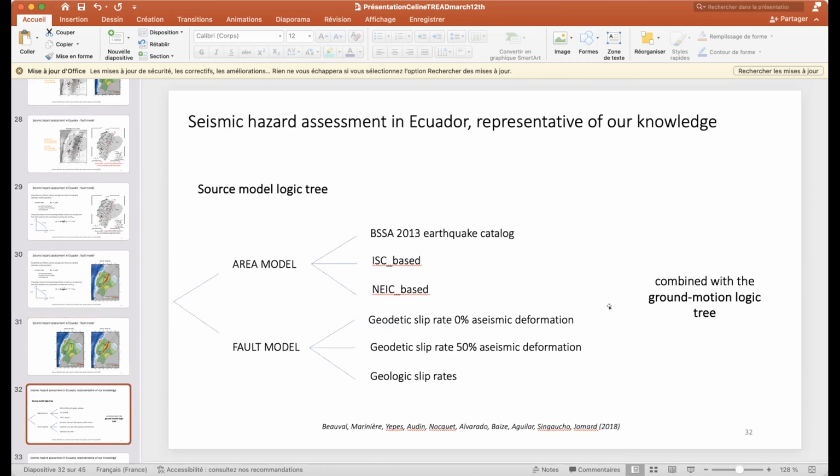So we included both models in a logic tree. In the area model, we decided to account for alternative earthquake catalogs, whereas in the fault model, we decided to take into account the different assumptions we had at that time on the seismic component of the deformation. Then, combining this source model logic tree with the ground motion logic tree, we obtained a distribution of seismic hazard estimates, which are representative of our knowledge at the time we built these models.